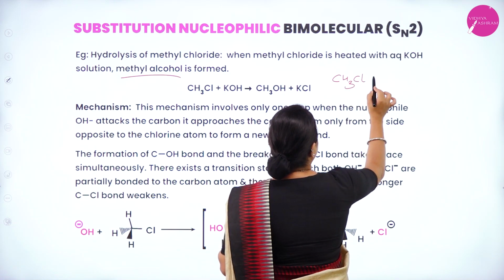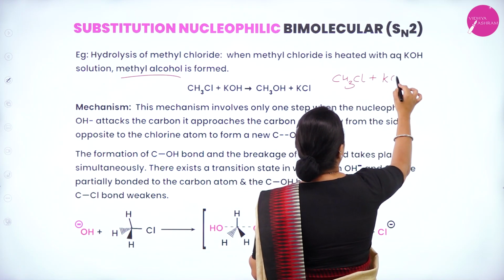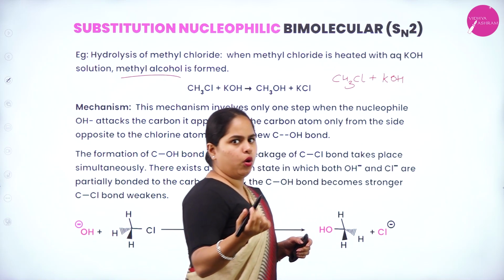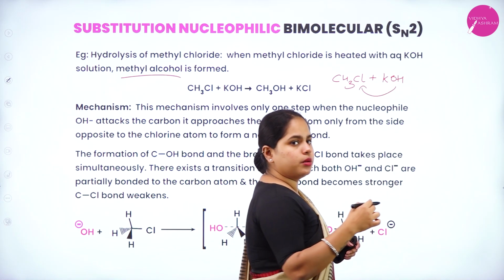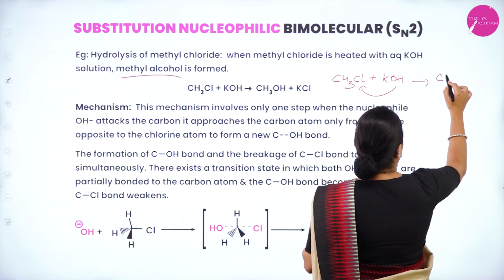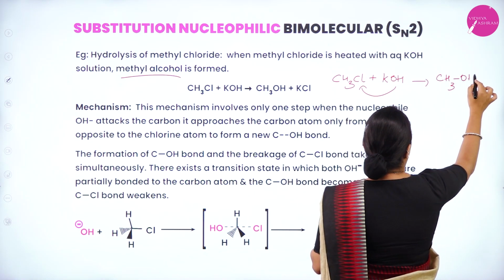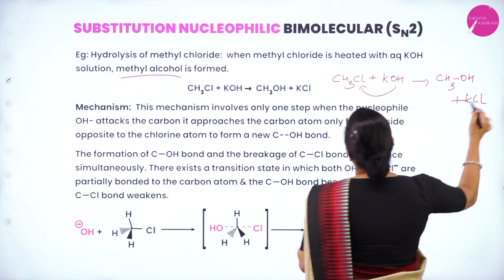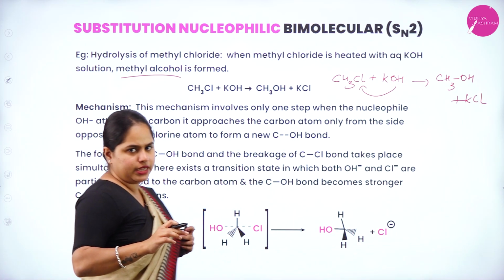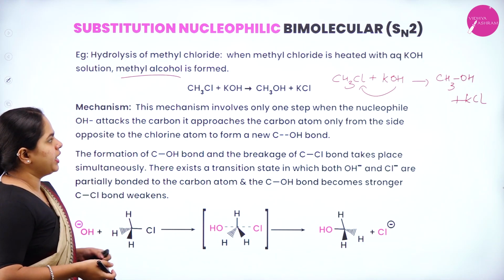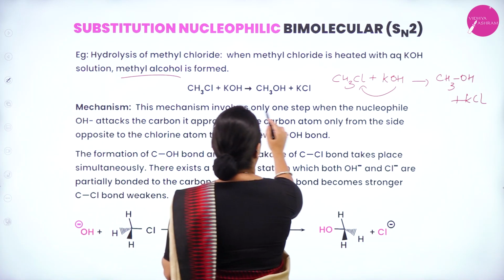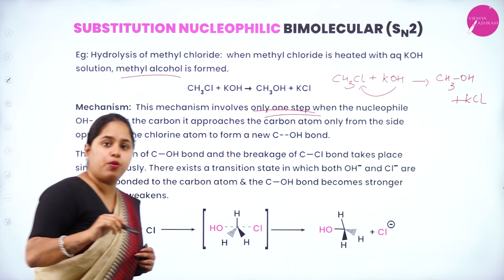CH3Cl. And in the presence of KOH, the nucleophile again is OH minus. So what happens? OH minus will be substituted in place of Cl, right? So you will get CH3OH, which is alcohol, and you will have KCl. So this is the reaction which is taking place. Now we are going to discuss it in detail. This mechanism involves only one step. Okay, so this is important to remember.